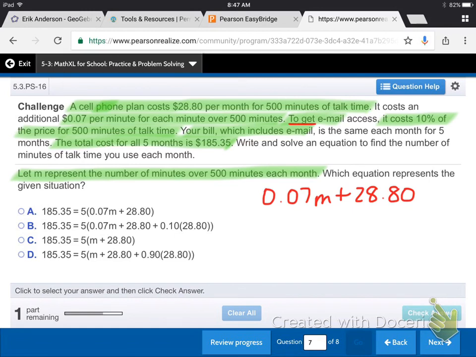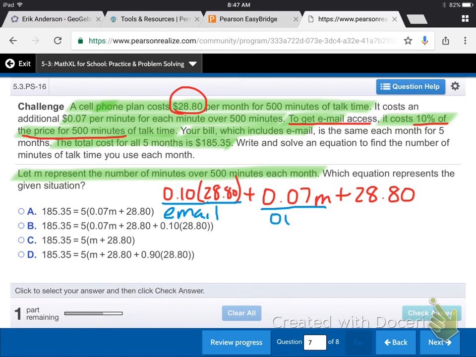But we also have email. So that costs 10% of the price for 500 minutes, which is $28.80. So we're going to have to add to this 10%, which is 0.10 times $28.80. So it's all that. Okay, let me go through that again so you understand. It's really not that hard. The total cost of what we're paying is 10% of, which means multiply, the price for a month. So it's 0.10 times 28.80. That's one part. That's for email. This is the email.